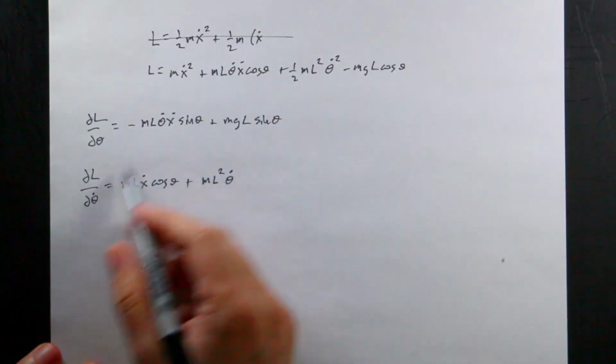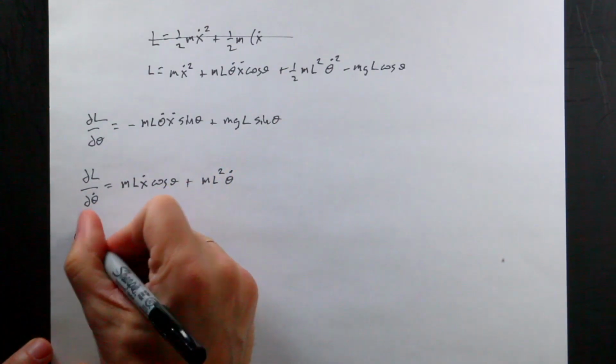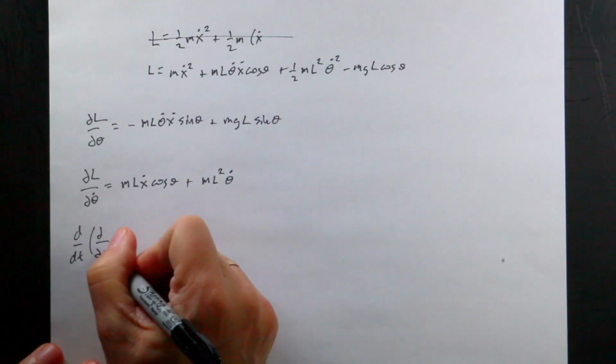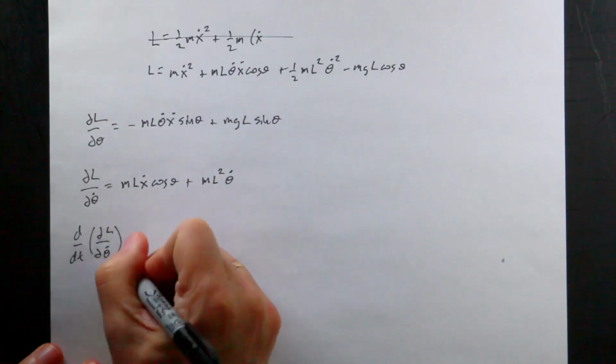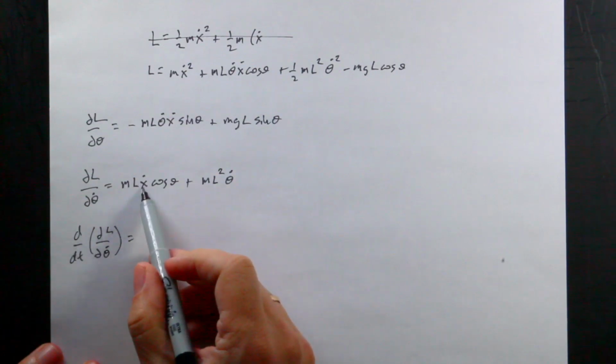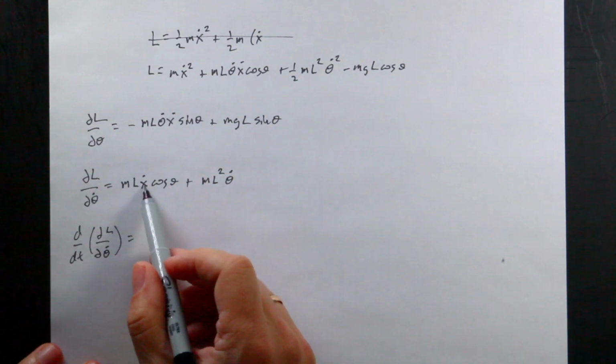Now I can take the derivative of this with respect to time, and I'll do it right here. The derivative with respect to time of the partial of L with respect to theta dot. Okay, so right here, is this an actual derivative? Look, I have an x dot and a cosine theta. Both of those have to take a derivative. So let's do the x one first.